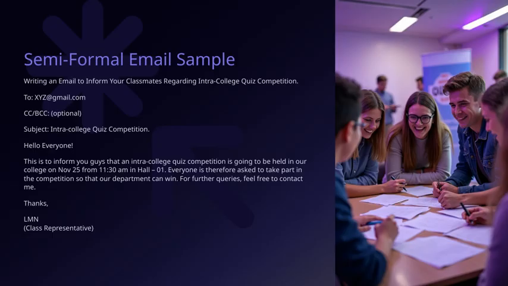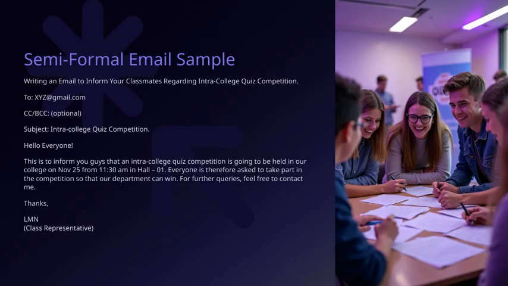The main body of the email provides all the essential details: the date, November 25, the time, 11:30 a.m., and the location, Hall 1. It also emphasizes the importance of participation, encouraging everyone to take part so that our department can win. There's a note inviting classmates to reach out for more queries, which shows openness and readiness to assist.